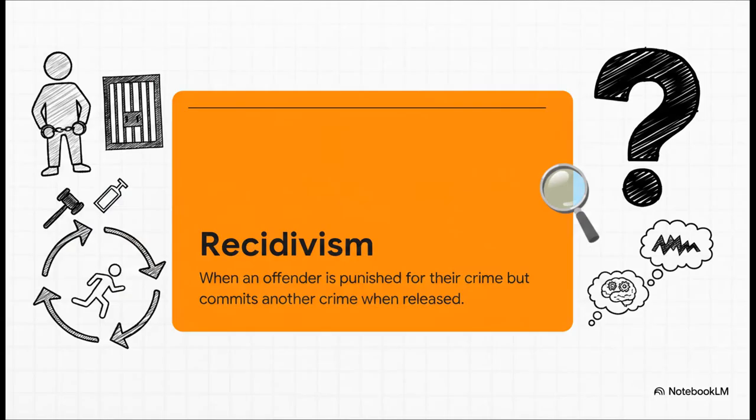So what is this endless cycle actually called? It's recidivism. And here's the formal definition you absolutely need to lock in for your exams. Recidivism is when an offender is punished for their crime but commits another crime when released. But, as psychologists, we have to ask the big question, why? Why do people commit crimes to begin with? And why on earth do they keep reoffending after going through the harsh reality of punishment?